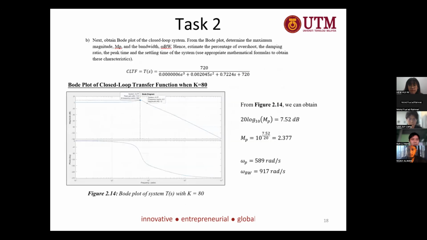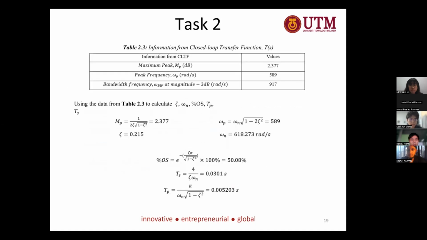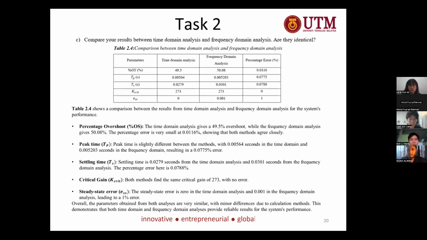0.001. Next. I then obtain the Bode plot of the closed loop system to determine the maximum magnitude, peak frequency, and the bandwidth at negative 3 dB. Next. Using this data, I calculated the damping ratio, the oscillation frequency, percentage of overshoot, peak time, and settling time using the formulas. And next. Finally, I computed all the parameters for both time domain and frequency domain, and both analyses give similar results, so we can conclude that they are identical. So that's all for my part, and I will pass to Penny to continue the presentation.